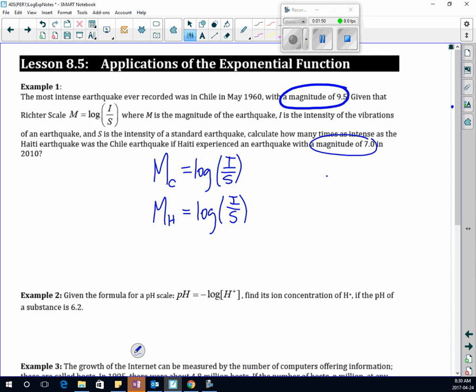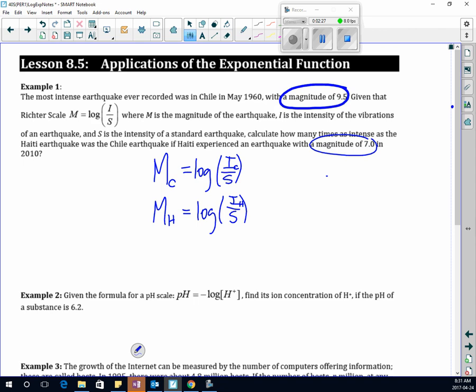Does everybody understand that this intensity here is the intensity of the Chilean and this is the intensity of the Haitian? But S is actually the same for both. S is the standard earthquake. The reason this is a confusing question is there are so many unknowns and you're like, oh, I can't solve this because I don't have enough information. We actually do, because the S's will cancel and then we will get how much more intense it is.